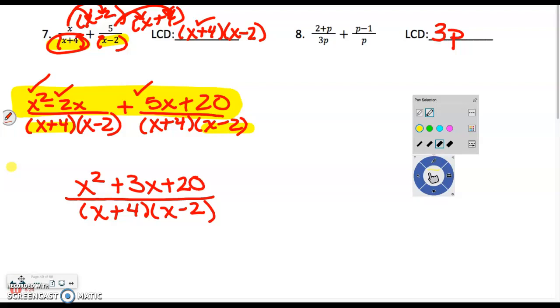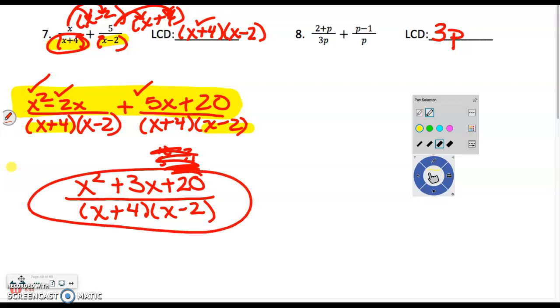You should really make sure that top doesn't factor in case something cancels. But when you think of things that make a 20, like maybe 4 and 5, you can't get a 3 out of them. 10 and 2, you can't get a 3. This one doesn't factor, but you kind of got to check that. I'm going to circle it, and it's done. All right. That was a hard one. It was towards the end.